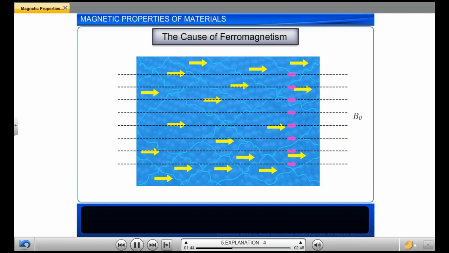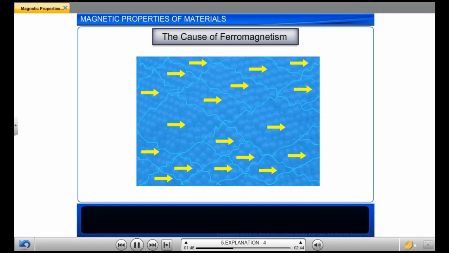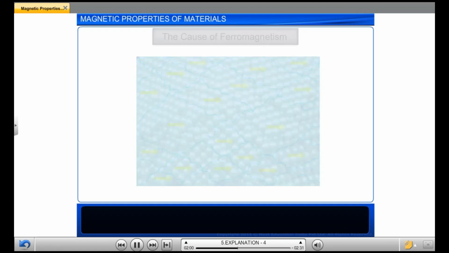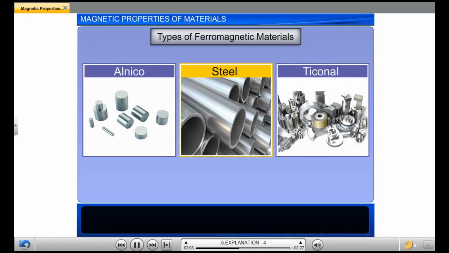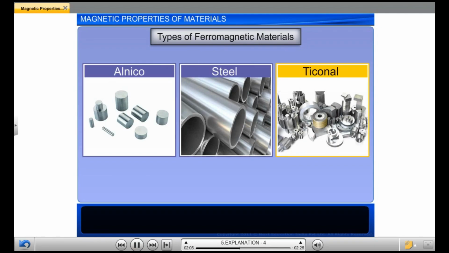When the external magnetic field is removed, some ferromagnetic materials can retain the magnetization, and such materials are called hard ferromagnets or hard magnetic materials. Alnico, steel, Ticonal, etc. are the examples of hard ferromagnetic materials. These materials are used to prepare permanent magnets.